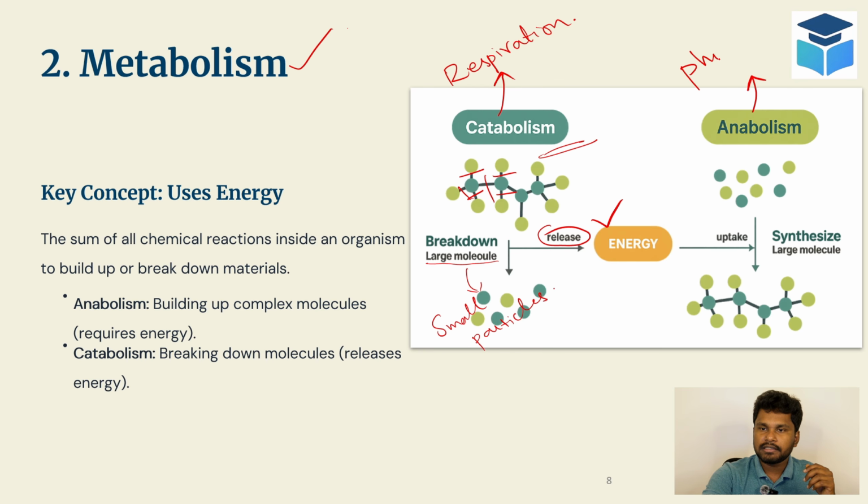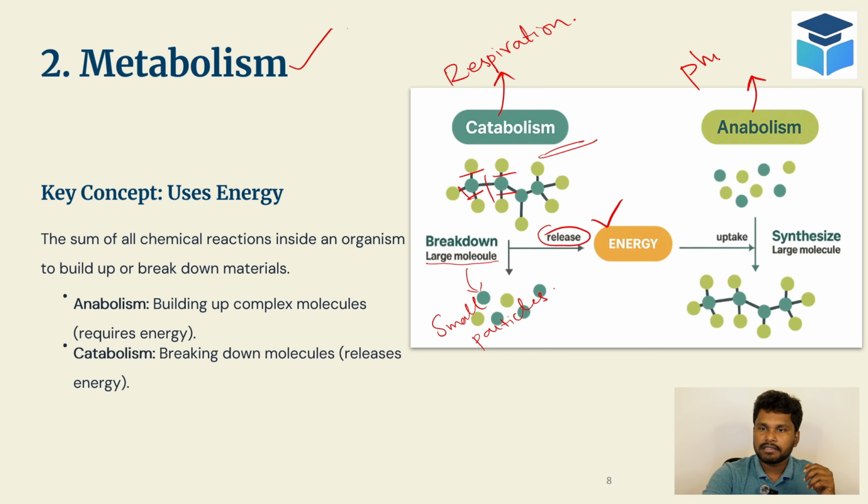So, in an organism, both these things definitely occur in any living organism. For example, take a plant. In a plant, we see photosynthesis occurring, and plants also respire. They do use the energy that is produced by themselves. So, in a plant, both these are occurring. These two processes together in a plant are known as its metabolism. The sum of all the chemical reactions inside an organism to build up or to break down materials is known as metabolism. Metabolism includes two types of reactions. One is anabolism, the second one is catabolism.